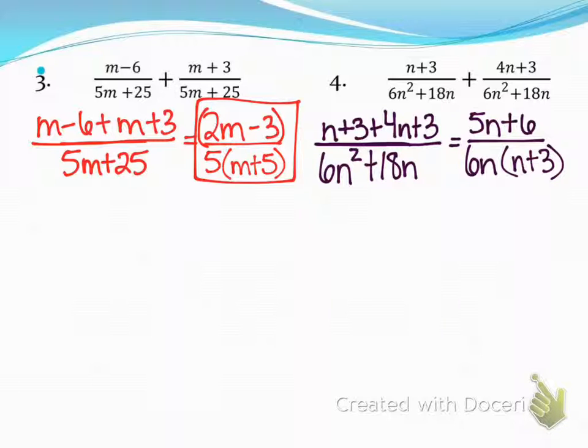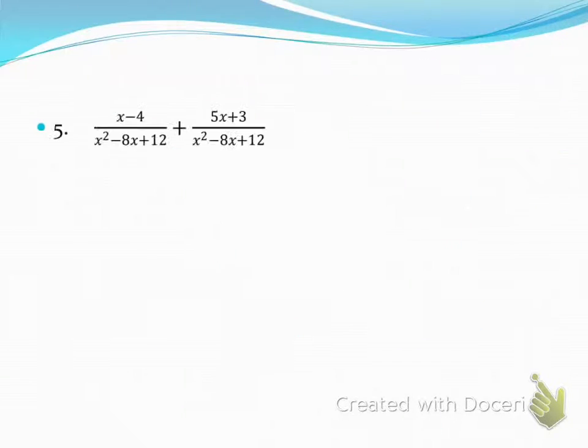Now, is there anything that I could factor in the top? No, so we could just put parentheses around that to remind ourselves it's a binomial. Is there anything that will cancel out here? No, so we are finished. Questions, concerns about number 4? Are we sure? Okay, moving on.